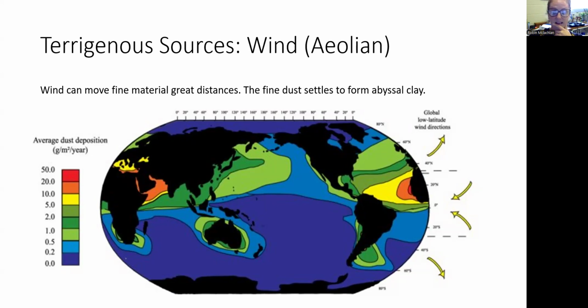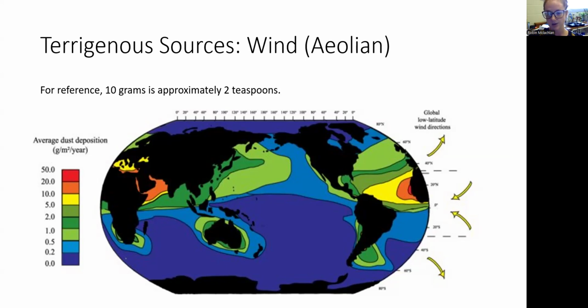And if we look at this image, the colors show how much aeolian dust is deposited on the ocean floor. If you look at the North Atlantic, where we are, you can see the color is mostly yellow to light green. That means that we're getting about 10 grams per square meter per year. To put that into context, that's about 2 teaspoons, right? So it's really not very much. 2 teaspoons of dust on every square meter every year.